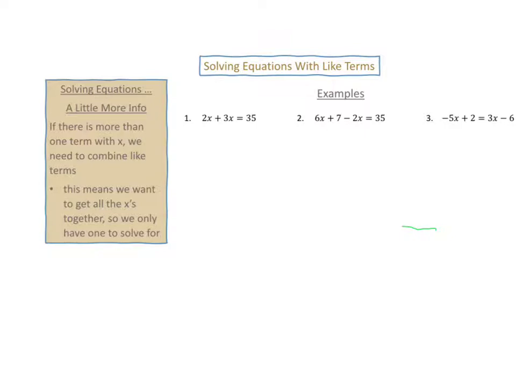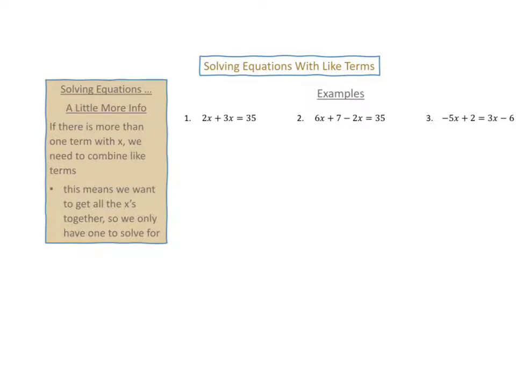All right, solving equations with like terms. If there is more than one term with an x or a variable, we need to combine those like terms. That means we want to get all the x's together so that we only have one to solve for.